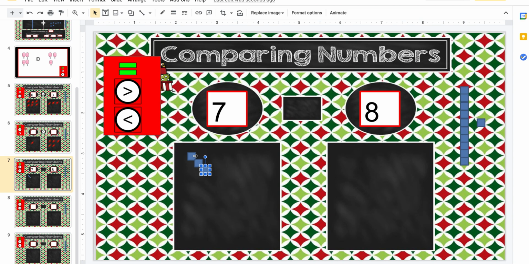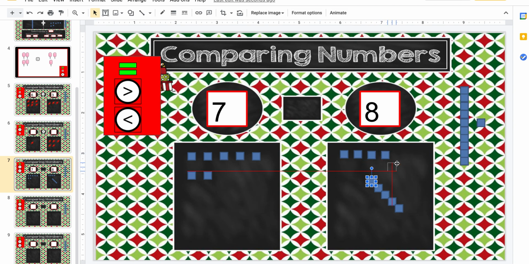1, 2, 3, 4, 5, 6, 7. I'm going to go ahead and set those up almost like it's on a 10 frame, so my brain can really easily read the numbers. Okay. So I've got 7 on this side. How many am I going to put on this side? 8. 1, 2, 3, 4, 5, 6, 7, 8. Hopefully that's 8. Okay.